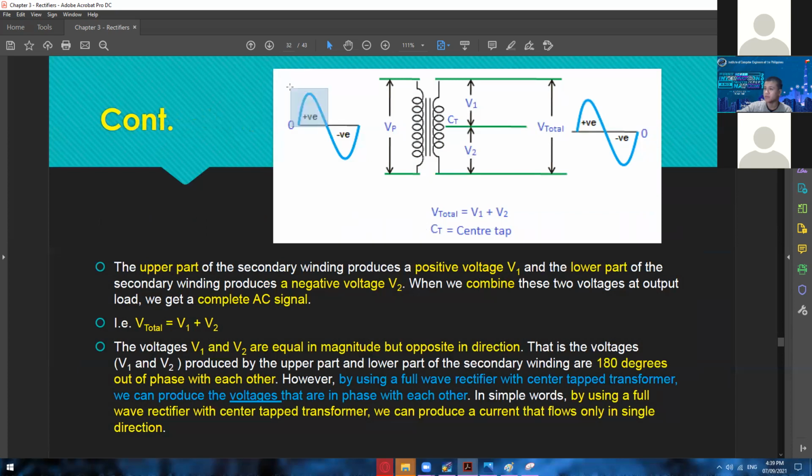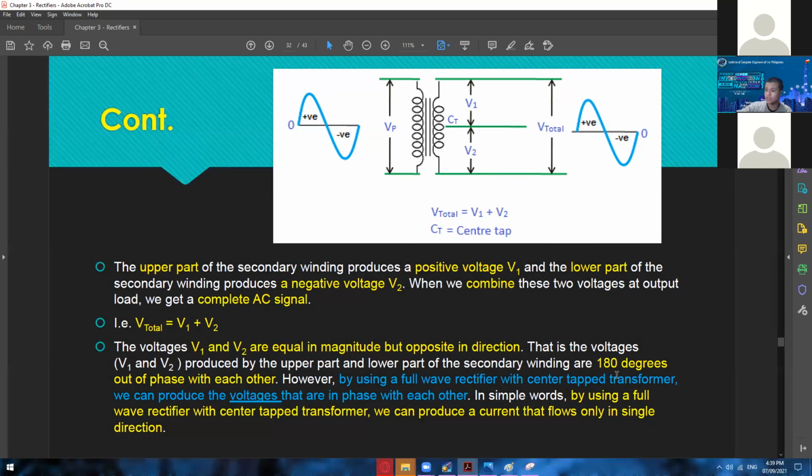Okay, so we still have the positive cycle and then the negative cycle for the voltage input. And then here is the output, so still the same. It's just that you're not only going to use two diodes. We have the diode on the upper and the diode below, and then the RL, one resistor only on this center tap wire.